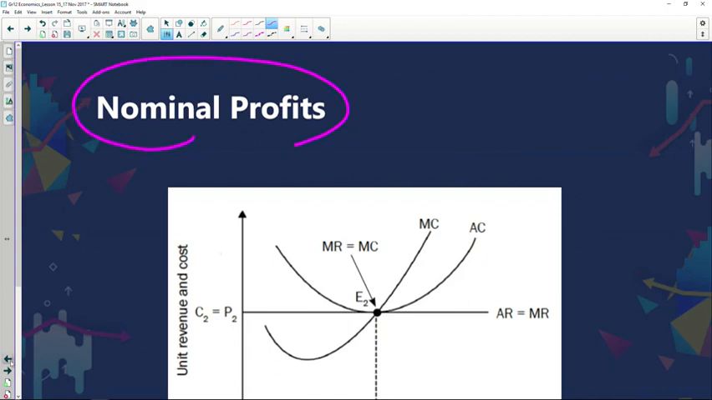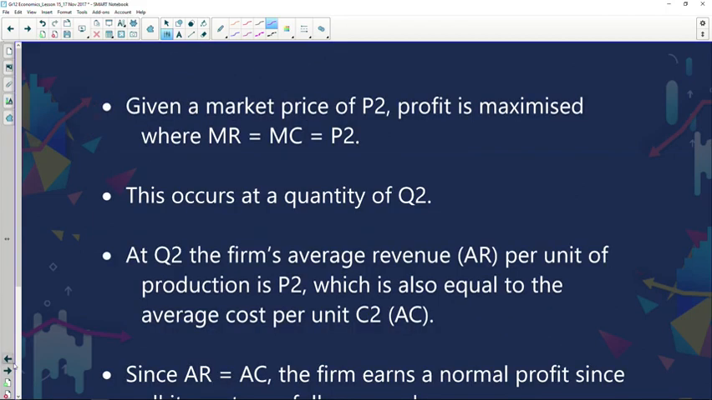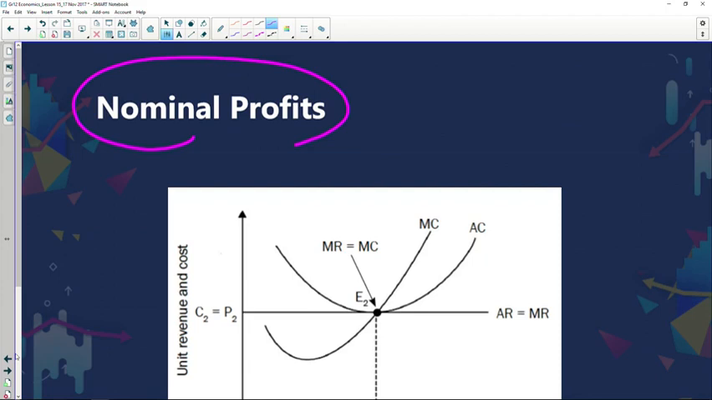Okay, so now we're looking at nominal profit. So what happens? Given a market price of P2, as determined by the forces of supply and demand, profit is maximized where MR equals MC, which is P2. Okay, so let's go and find our market price over here. So here's our market price.